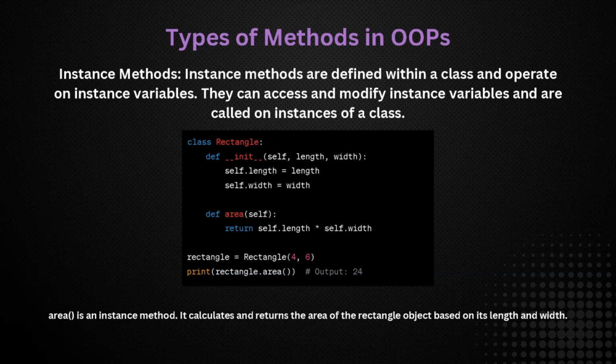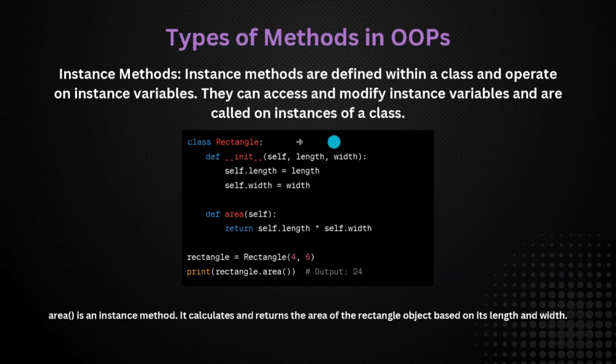Instance methods are defined within a class and operate on instance variables. They can access and modify instance variables and are called on instances of a class. So one thing to remember is that they are called on an object, and whatever variables are instance variables, or specific to an object, can be accessed and modified inside this method.